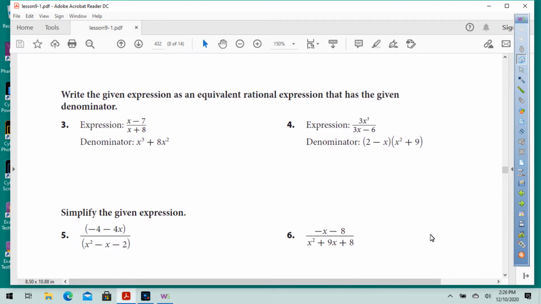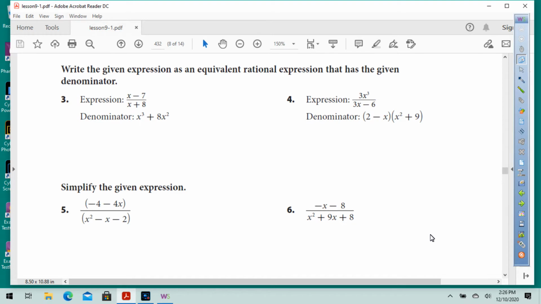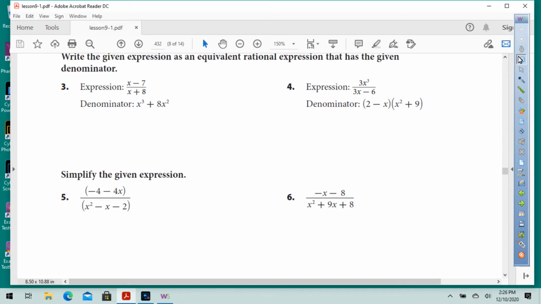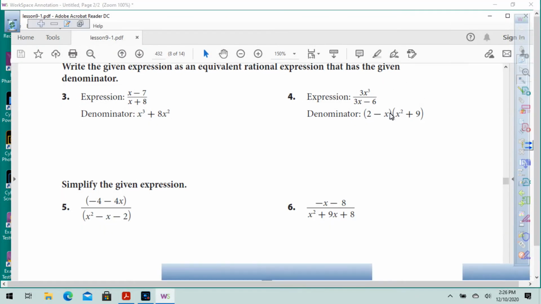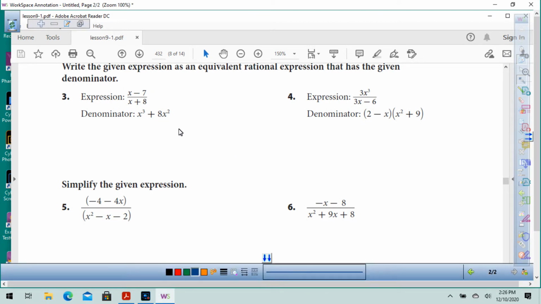Number 3, it says write the given expression as an equivalent rational expression that has the given denominator. All right. So what do we got here? We've got x cubed. Let's factor that. So we got x squared, and that would be x plus 8. Okay, what do we already got over here? We already got x plus 8. So really all we're going to need to do is multiply the top and the bottom by x squared.